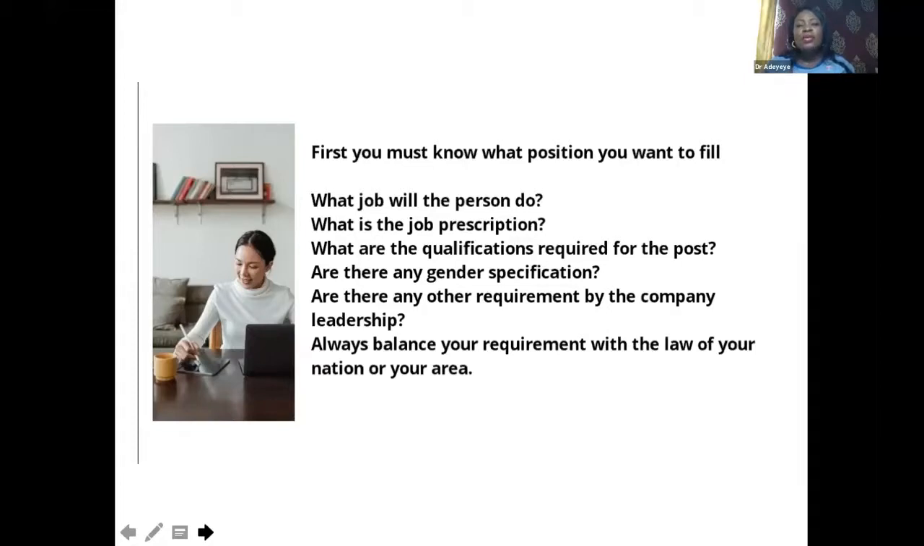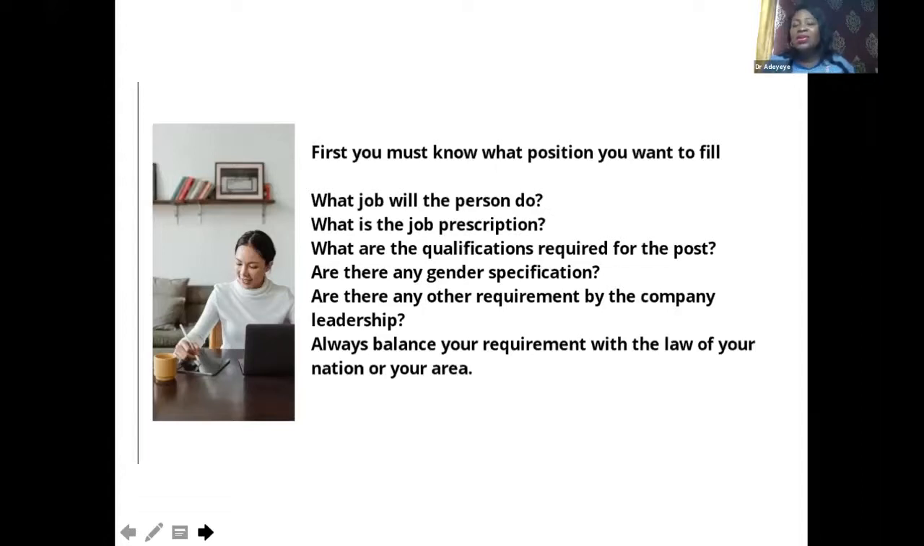So how do you know the kind of staff you need to hire? First, you must know what position you want to fill. What is the position you want to fill? That's number one. You can't just say, oh, I need a staff. So what kind of staff do you need? I just need people to work with me. Oh, no. You will not get the right fit that way.